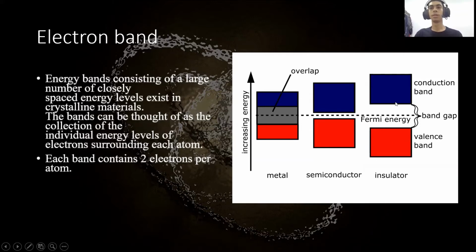And these are insulators. Insulators have a bigger band gap than other materials. Their band gap is too big, so we need too much energy to push electrons from the valence band to the conduction band.